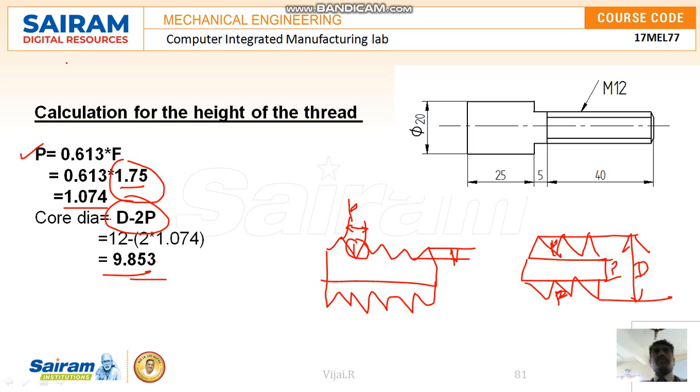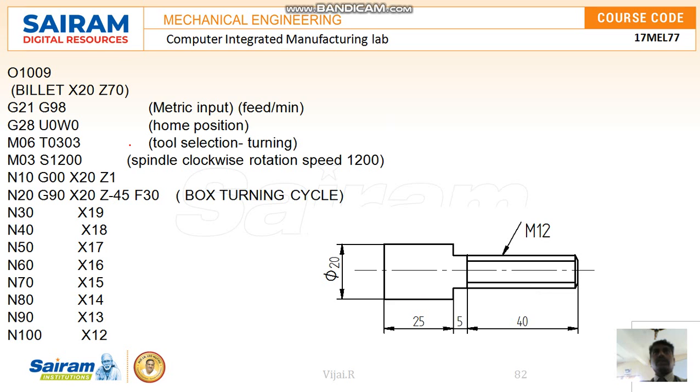Program number G28, G98, G21, and that is the home position. Tool selection: we are going to use the box turning. First we are reducing the size here. So for box turning, I am going to use G90 from X22, and I am going to reduce until X12. This is the box turning cycle for a distance of 45 mm. So I am going to reduce for the distance of 45 mm from this 20 to this 12.